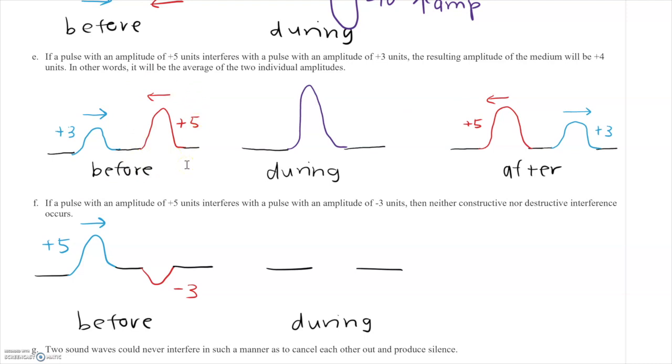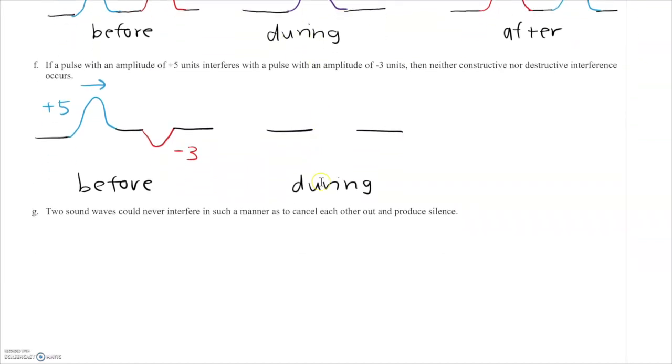Based on the law of superposition, when these two waves constructively interfere, we actually add these two values together. And if we add these two values together, the resulting amplitude of the medium is actually going to be 3 + 5, which would give us +8. And so the resulting amplitude of the medium will be +8. And it should be the sum of the two individual amplitudes. So the original statement was false.